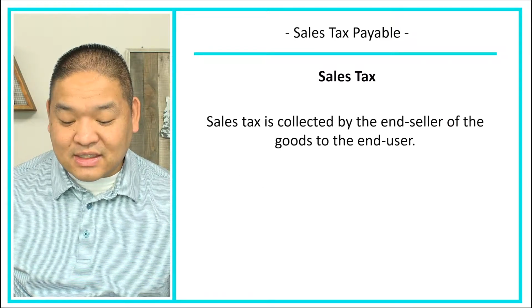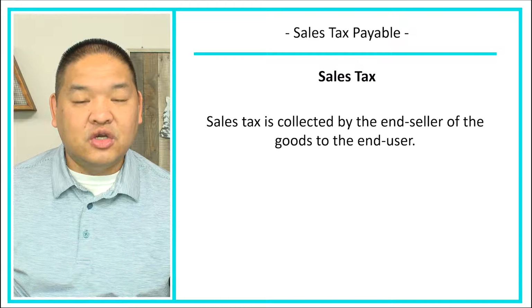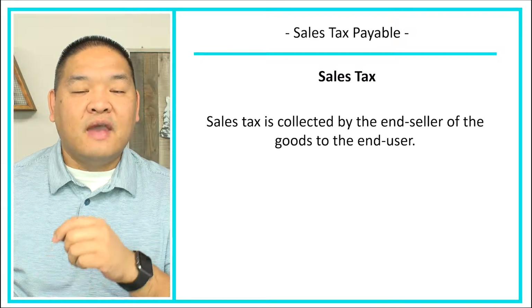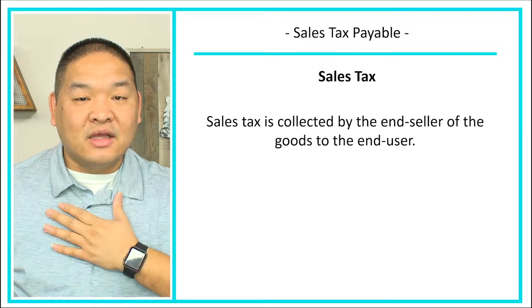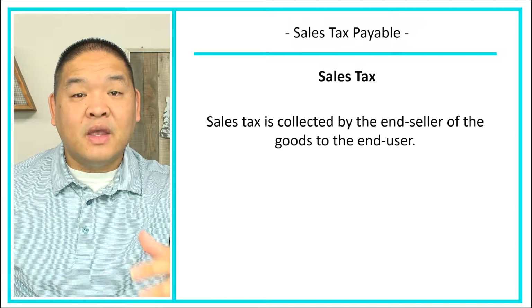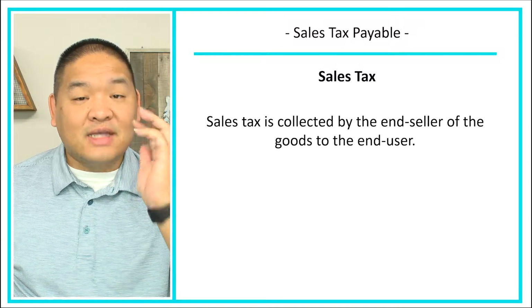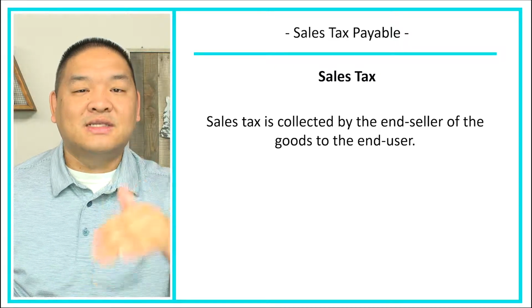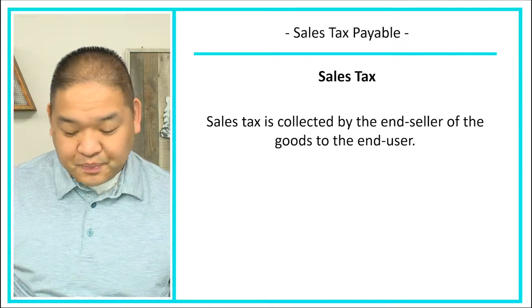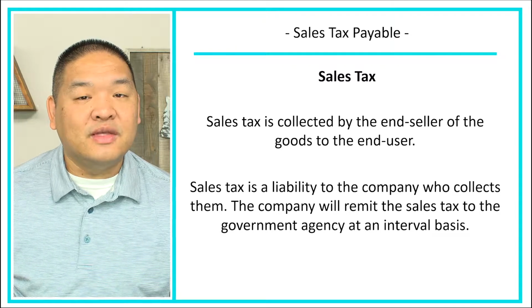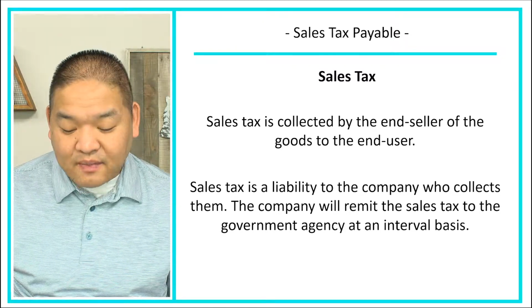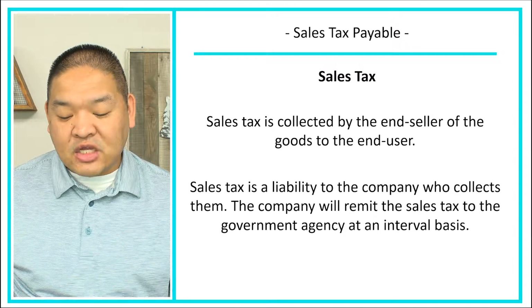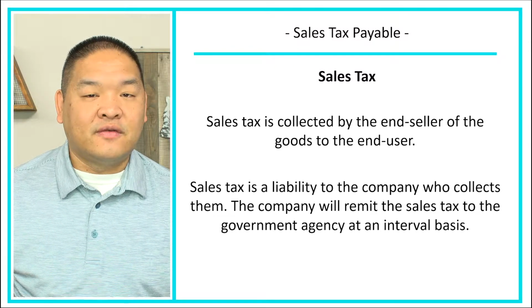Now, sales tax is collected by the end seller of the goods to the end user. So if I manufacture a product and I sell it to Best Buy, let's say, I'm not the end seller, so I'm not going to collect sales tax, but Best Buy is going to be the end seller because they're going to sell it to the end user. Sales tax is a liability to the company who collects it. The company will remit the sales tax to the government agency at an interval basis.